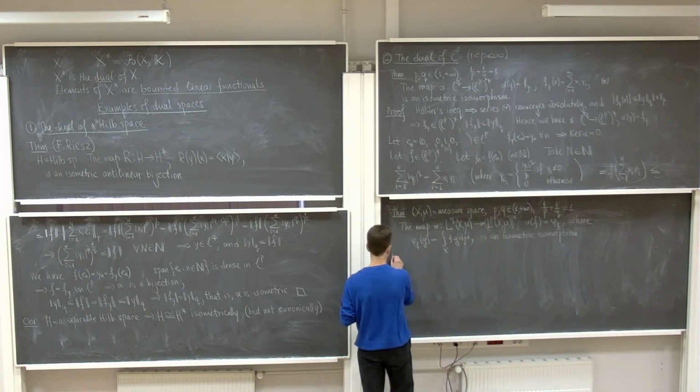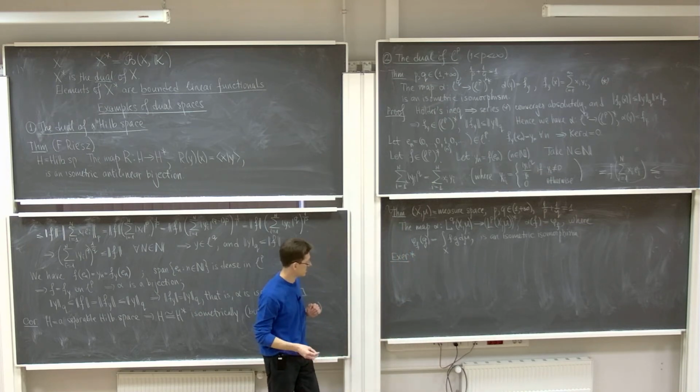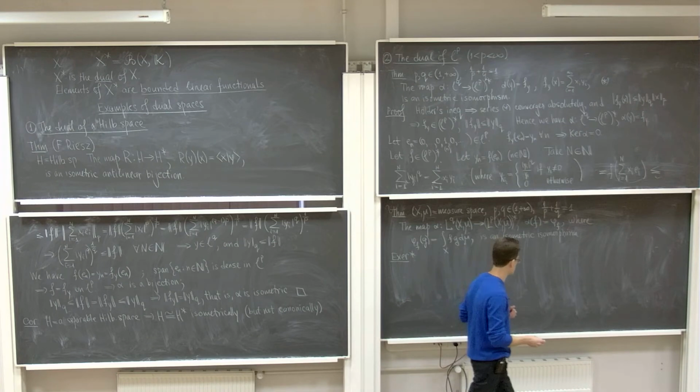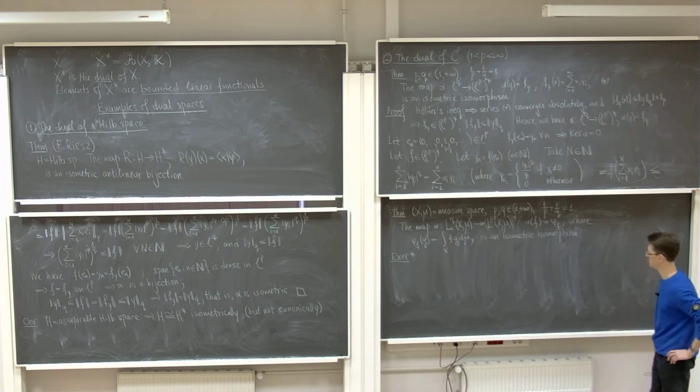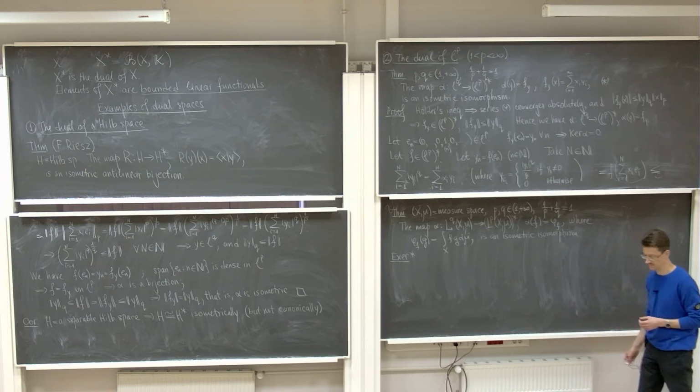but the proof is not very easy. I can leave it as an exercise for you, but the exercise is not very easy. The hard part is to prove that alpha is surjective. So a hint is to use the Radon-Nikodym theorem.